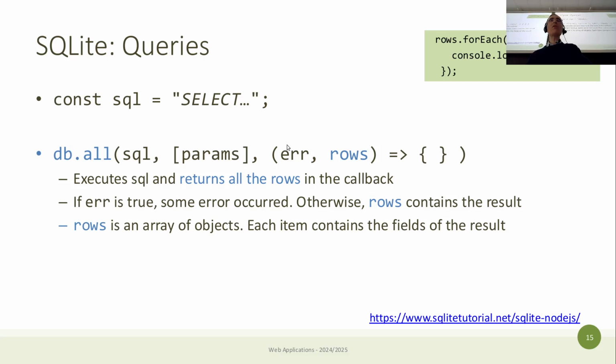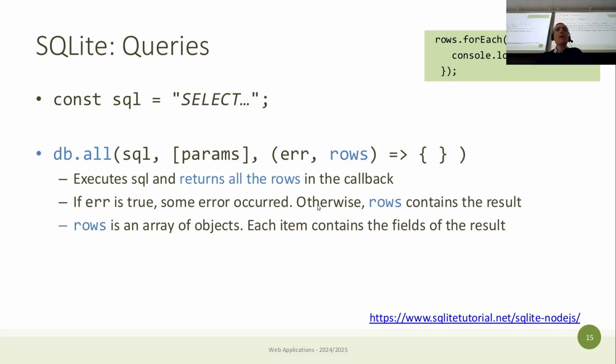And the convention here is the one that I told you before: the first parameter is an error, and the second parameter is the data that is returned by the operation, in this case the select query. Okay? So it executes the SQL query and returns all the rows as a parameter to the callback. And in the brackets, you can put all the code that you need to handle the result of the query. Okay?